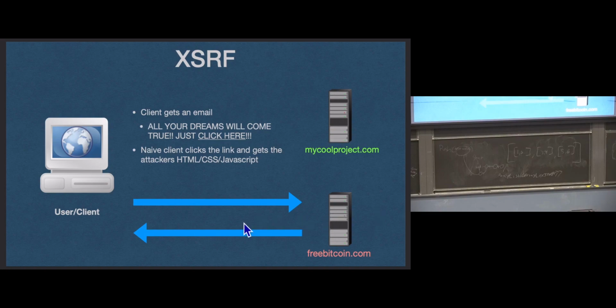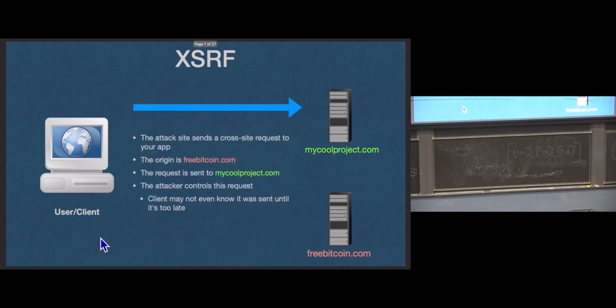This site, they give you HTML, CSS, JavaScript, browser does its thing, their server does their thing, gets the entire front end, runs their JavaScript, which is the scary part here, runs the attack JavaScript, which will send that request to your site. From the origin freebitcoin.com, they're sending a request to my cool project. That's what makes it a cross-origin request or a cross-site request, because the origins are different.